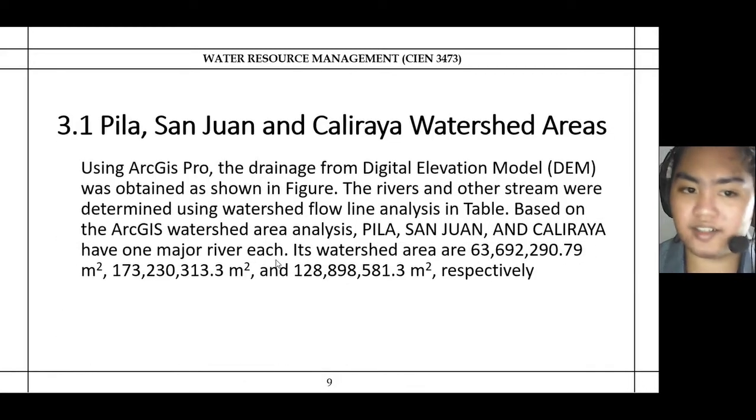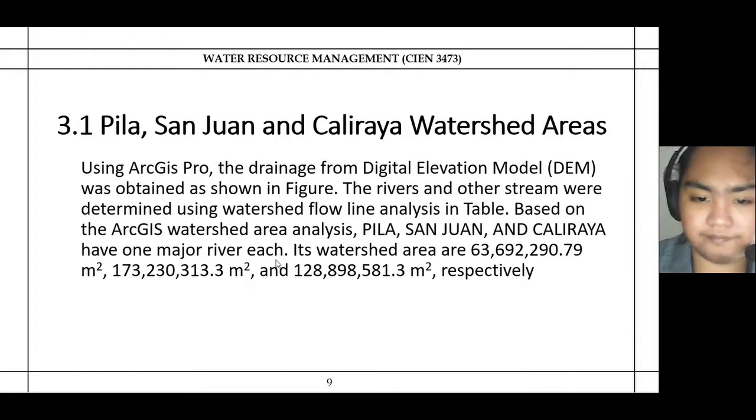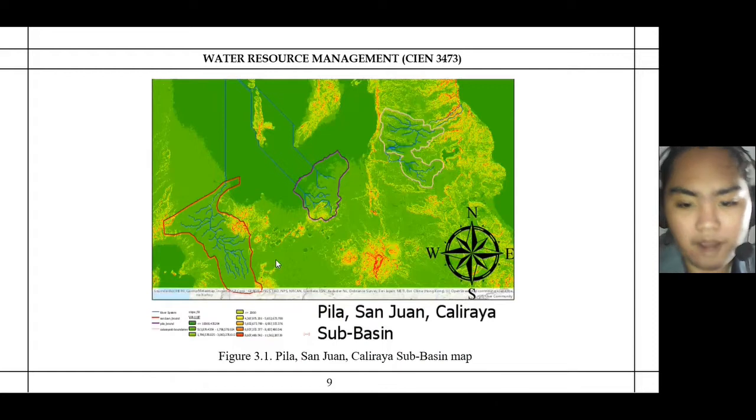3.1 Pila, San Juan, and Caliraya Watershed Area. Using ArcGIS Pro, Watershed Area Analysis: Pila, San Juan, and Caliraya have one major river each. Its watershed area was calculated using ArcGIS Pro. Here is the map, the Pila San Juan Caliraya Sub-Basin map.